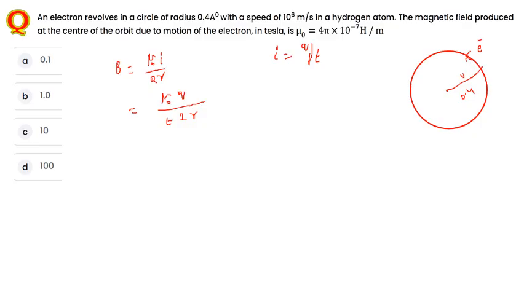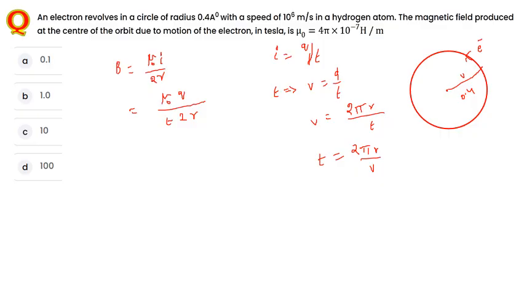Now T is the time period. Hope you remember how to get the time, related to the velocity. Velocity is equal to distance by time. The distance is the circumference of the circle, since the electron is revolving in a circular orbit, so 2 pi r divided by T is equal to velocity. From this, T is equal to 2 pi r divided by V.